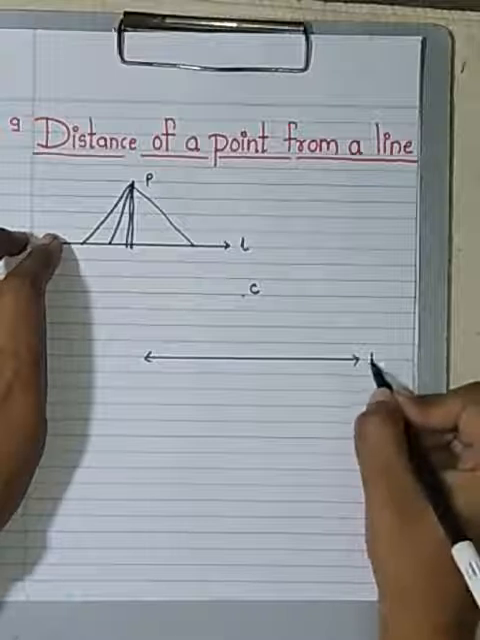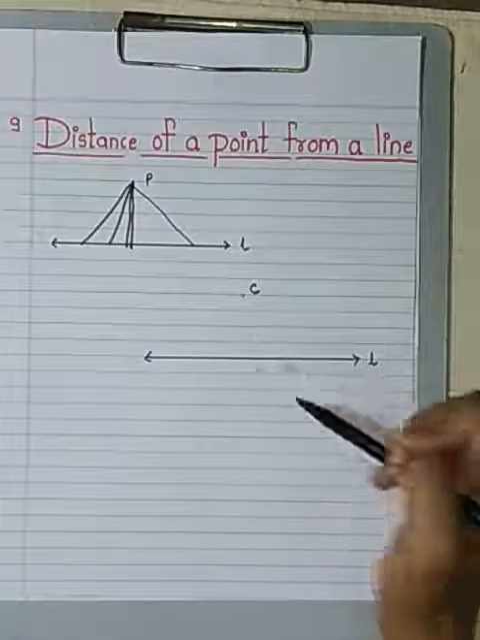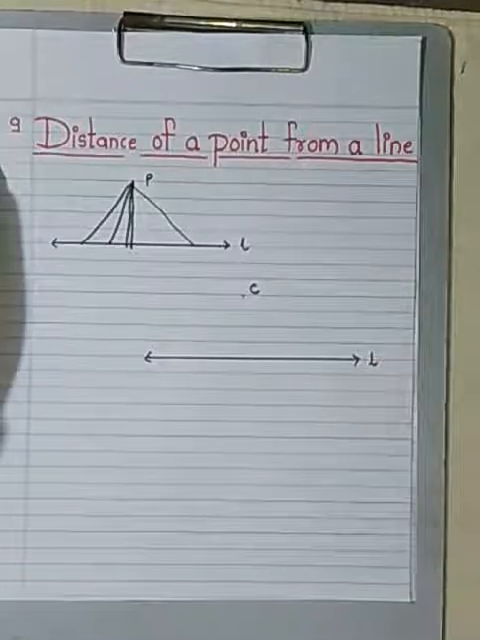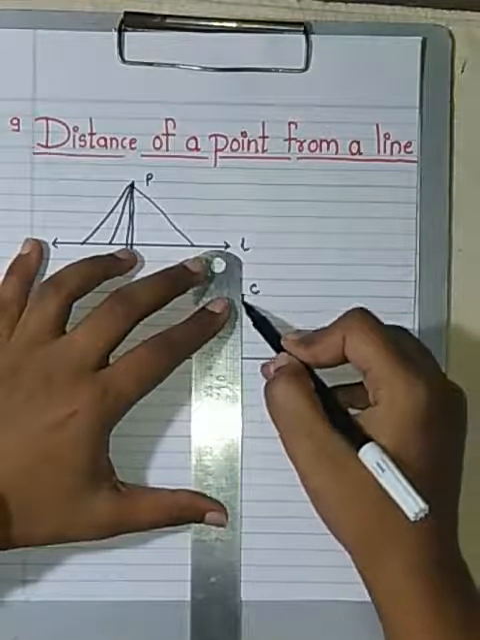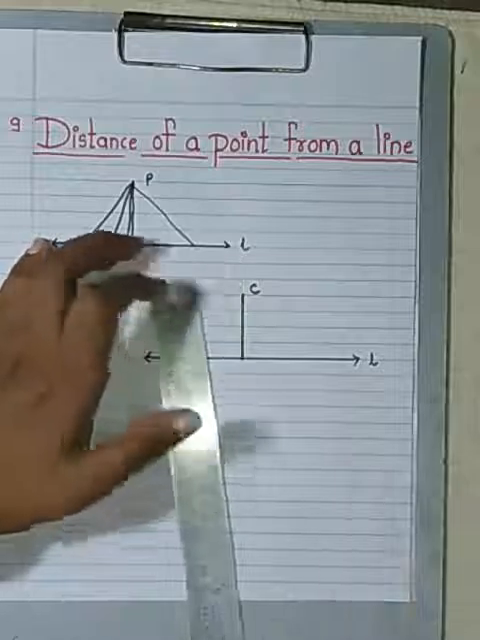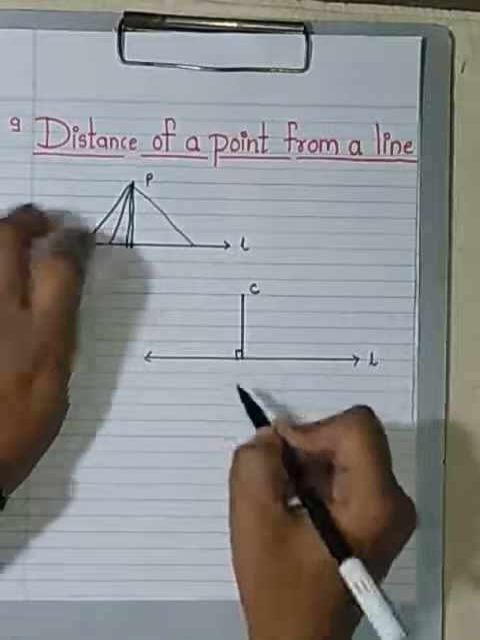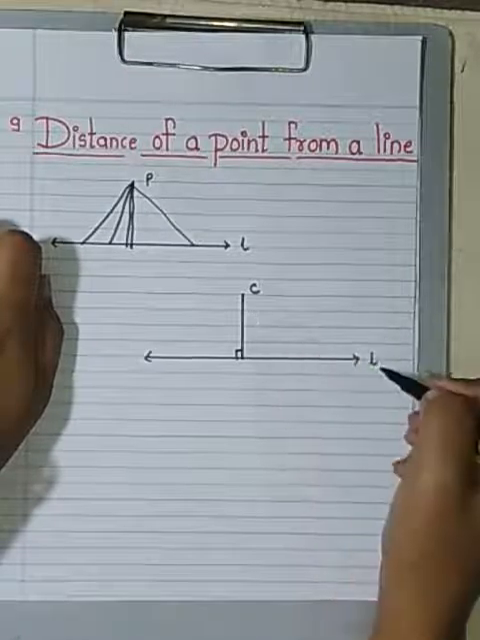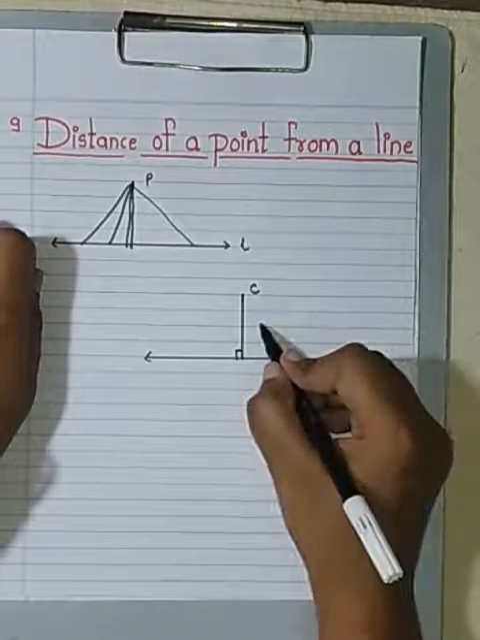and this is line L, and you are told to find the distance between line L and point C. So simply you have to take your set square and join this point C to line L, and then measure the distance. See, here it makes a right angle. That means we have joined point C to line L at 90 degrees. Now suppose this distance is A.